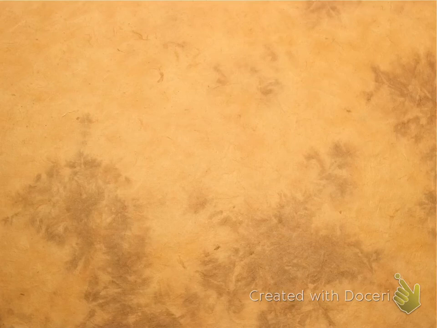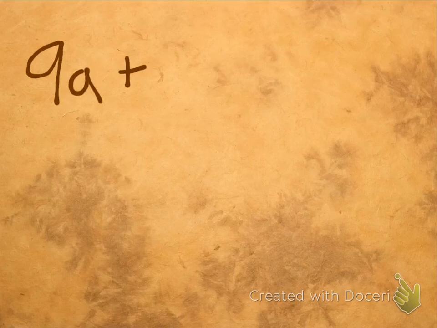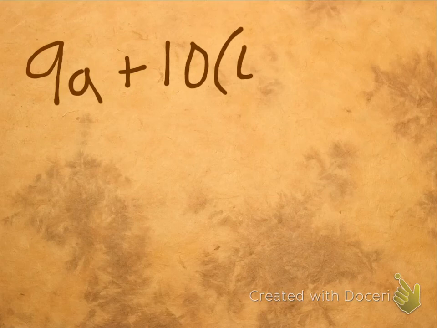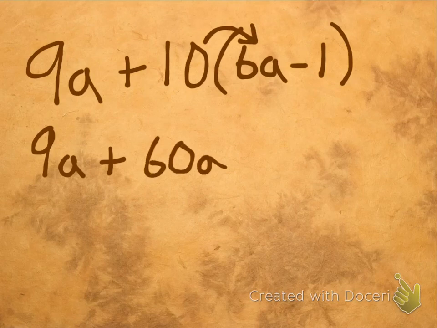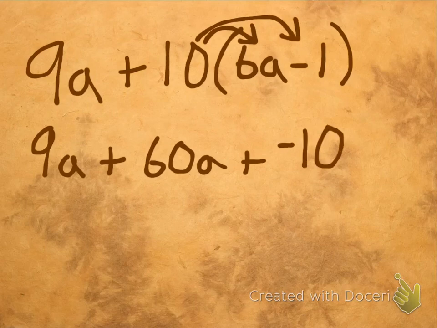Now, the way that's going to come into play in this paper. Let's say we have 9a plus 10 parentheses 6a minus 1. And they want us to simplify this. Our first step needs to be to go ahead and distribute, to get rid of those parentheses. So 9a is going to stay the same because it's away from the parentheses. Plus, now I need to distribute 10 times 6a. 60a. Plus 10 times negative 1. Negative 10.